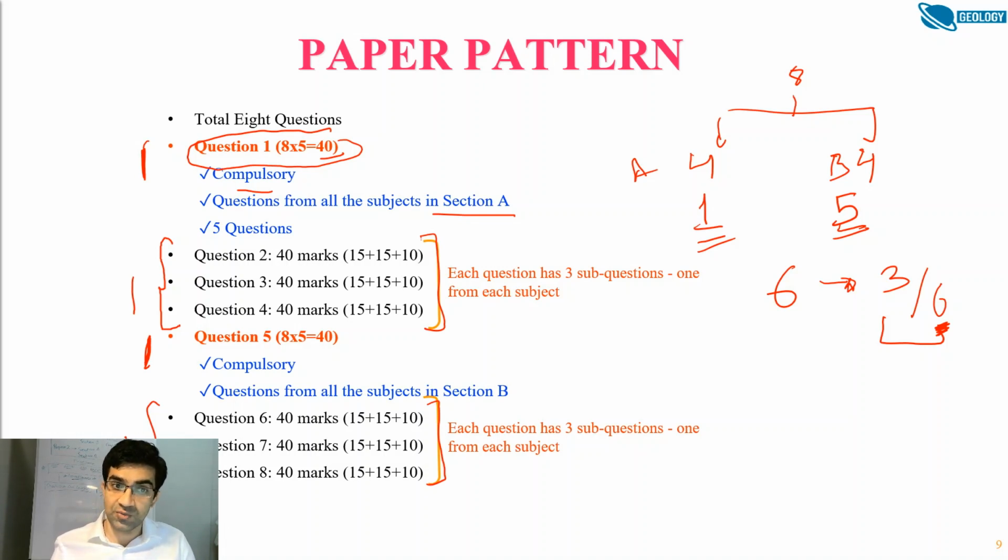Read the instructions very carefully. This is what we have observed in the 2019 paper. It may certainly change, so it is very important for you to read the instructions. Don't attempt all questions from section A. Don't think, I've done the compulsory questions 1 and 5, and then I do 2, 3, 4. No, you have to choose at least one question from each section, even for the part where you have choices. So this is the overall pattern.